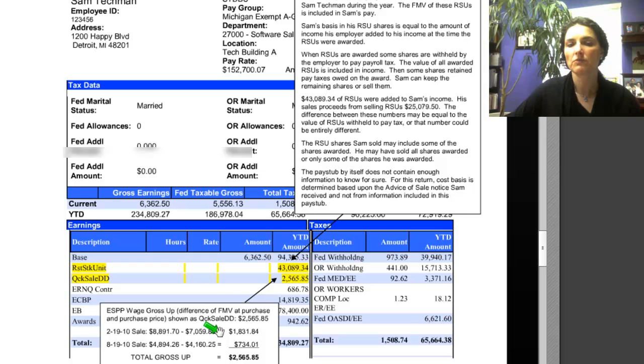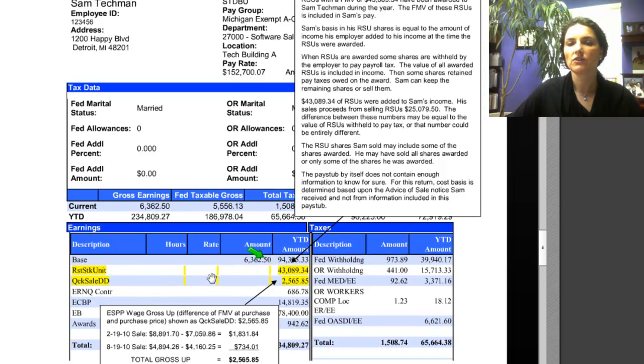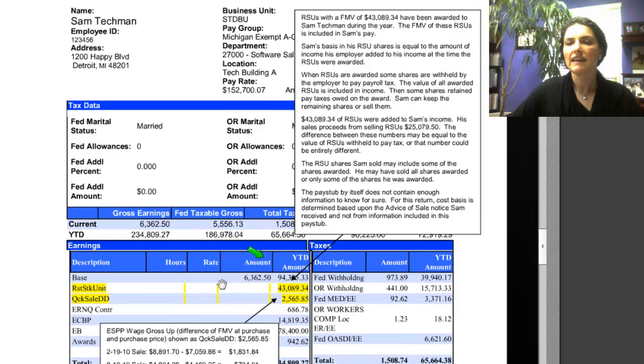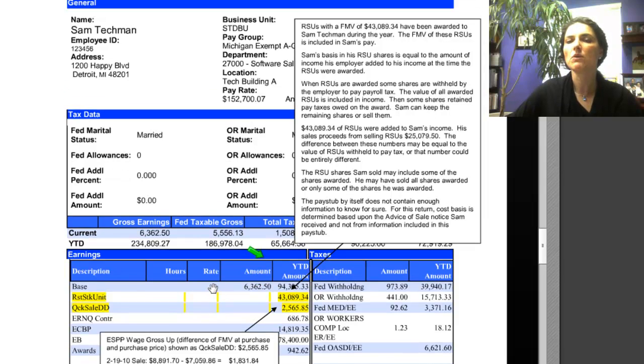amount that was included in payroll on them. And you can see that the amount that we figured should have been included in payroll totals $25.65.85, and we see here that is exactly the amount that was in fact included in payroll. But this restricted stock unit of $43,089, that's a little more perplexing because it is more than the amount we see that he received as income from the sale of the RSUs. So RSUs with a fair market value of $43,089 have been awarded to Sam Techman during the year and were included in his pay.